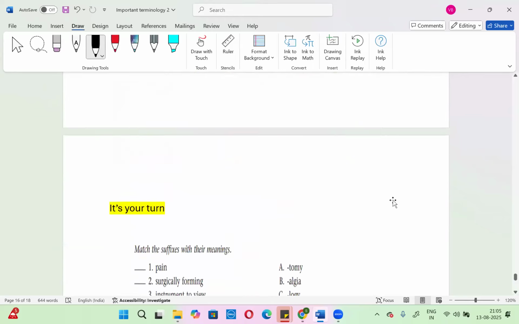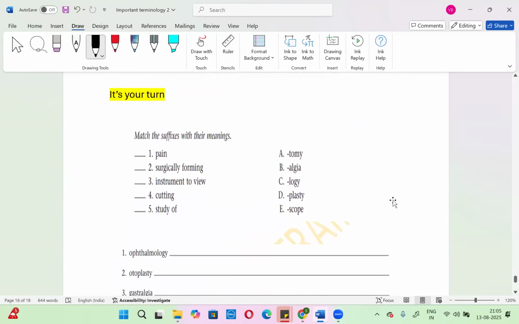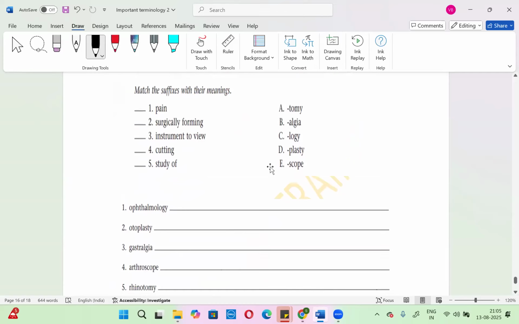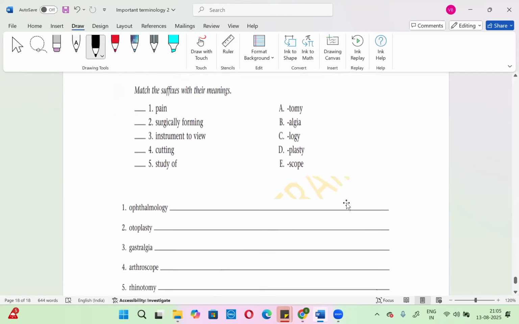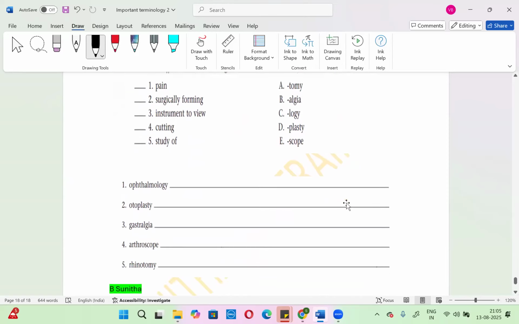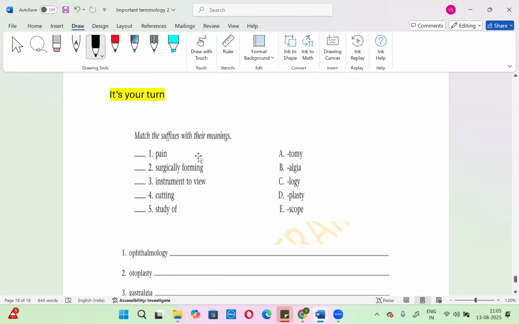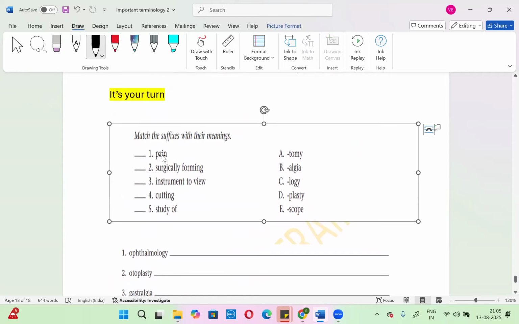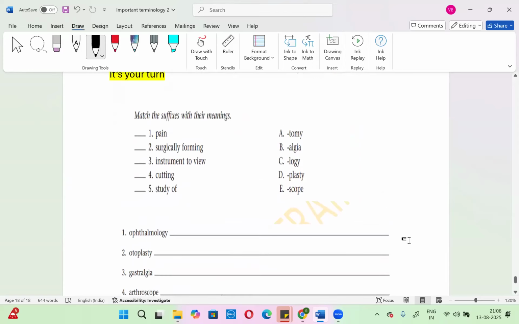Okay. And then here we go, I added one kind of Q&A. So you can try from your end. You can note it down or you can take a snip of it. You can take the snip or you can write this. What is pain here? Pain means what? Is it ectomy, algia, allergy, plasty, scope? Algia, madam. Very good.